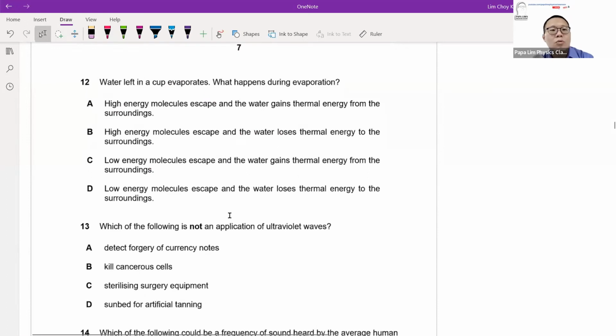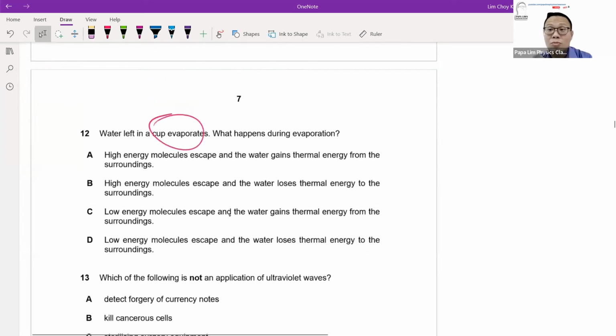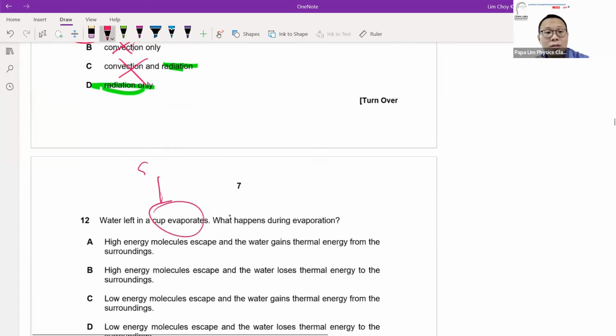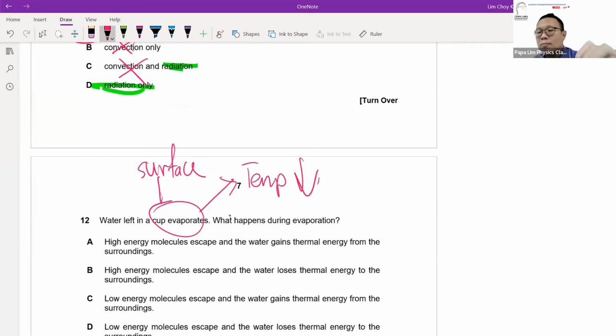Now, question 12, evaporation. The moment you talk about evaporation, there are a few things that we always tell students to take note of. Evaporation occurs where? It occurs at the surface. Evaporation happens when the faster molecules leave the surface of the liquid. It causes the liquid to drop in temperature, because the remaining particles are slightly less energetic, and because of that, the temperature decreases. So these are the few things that you need to take note of when you look at evaporation.